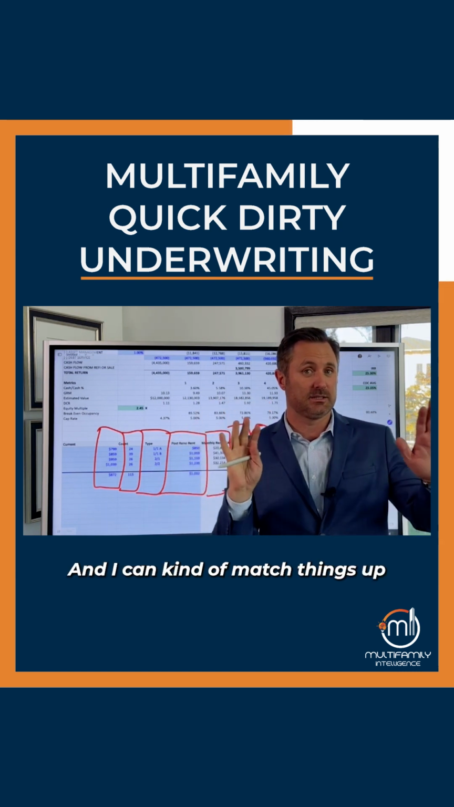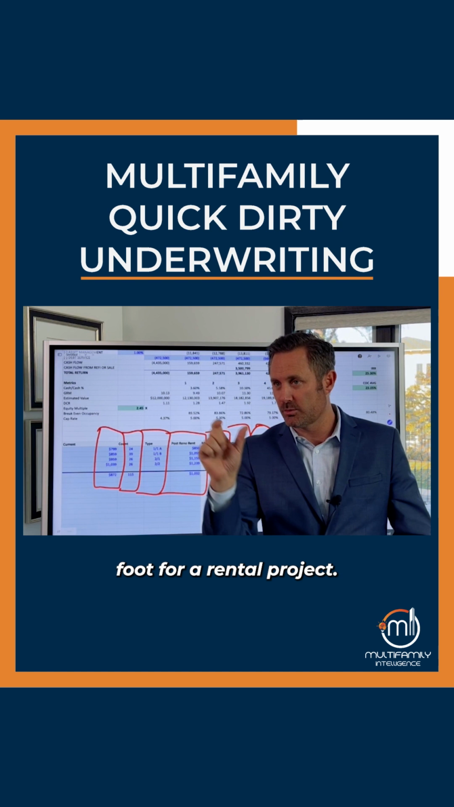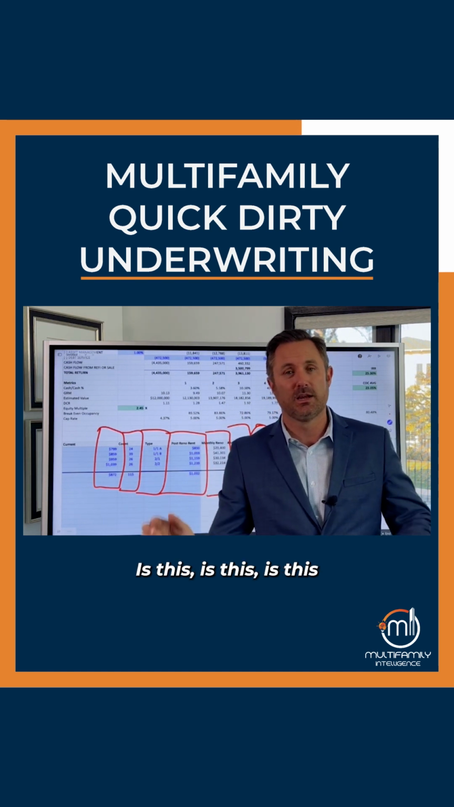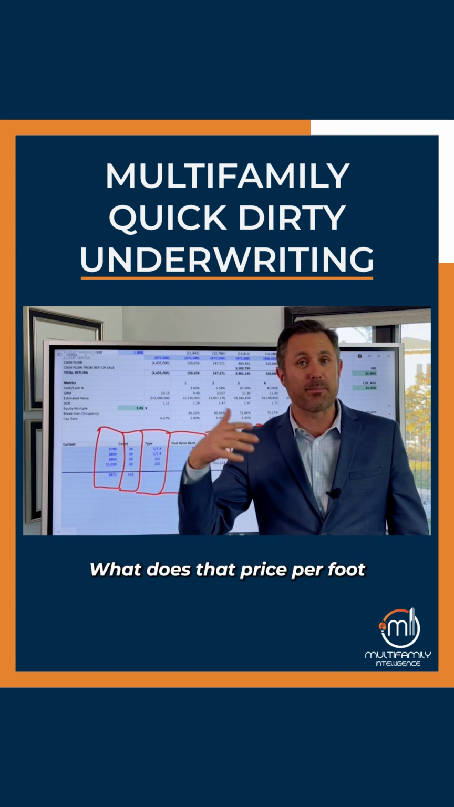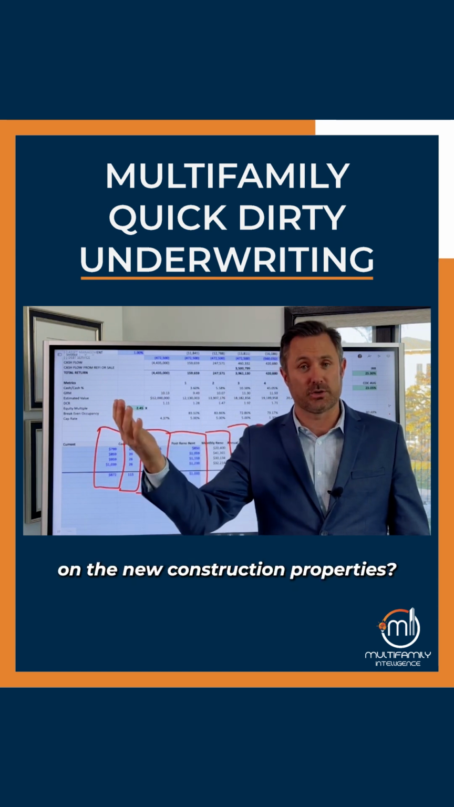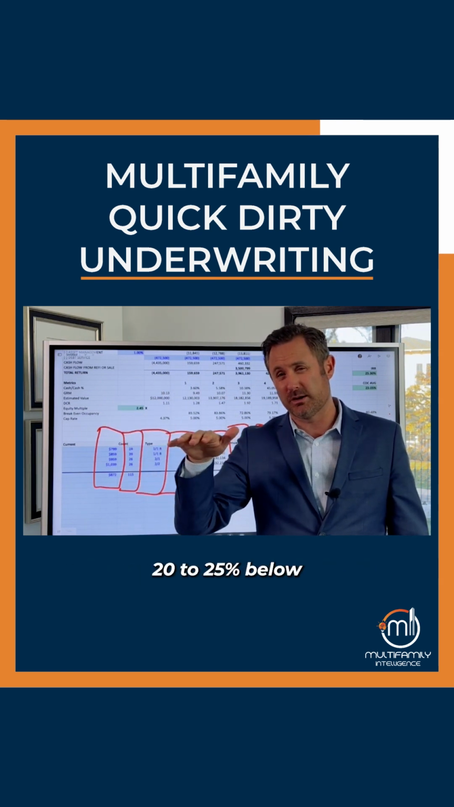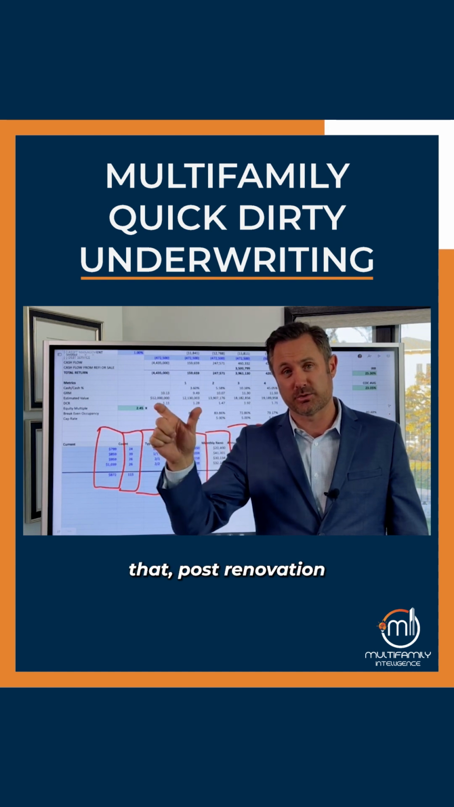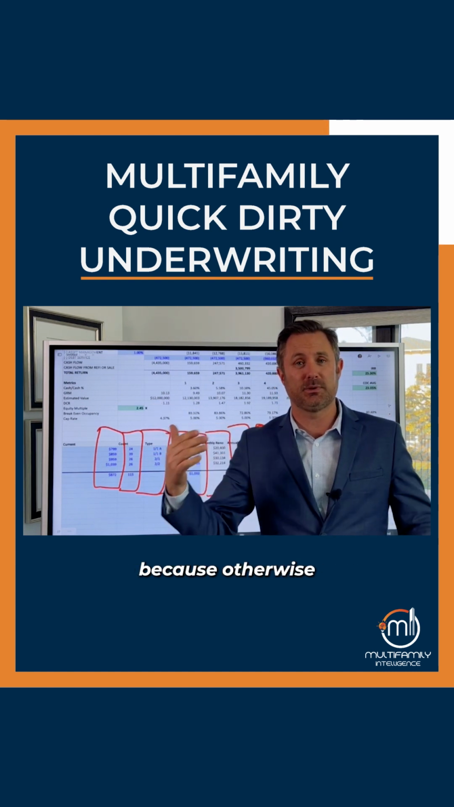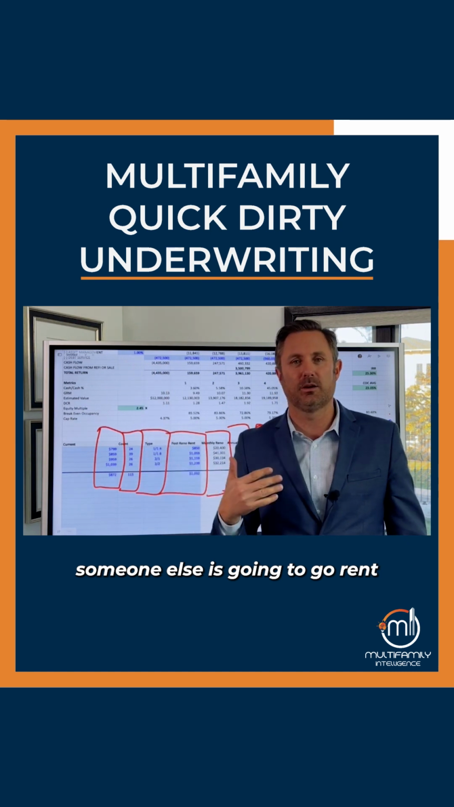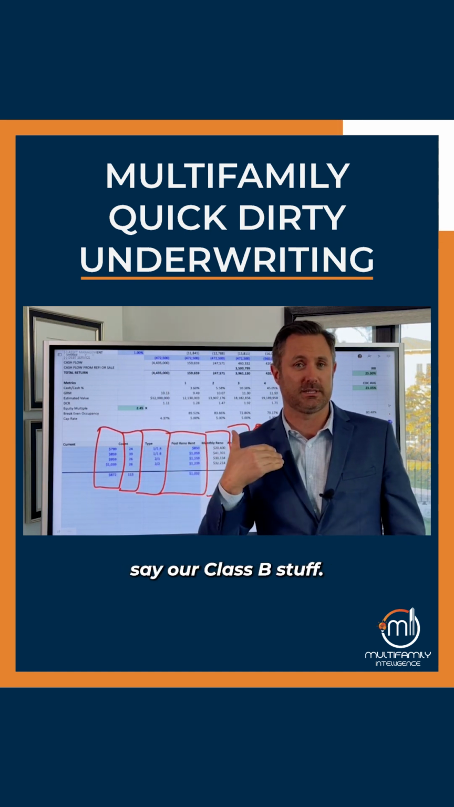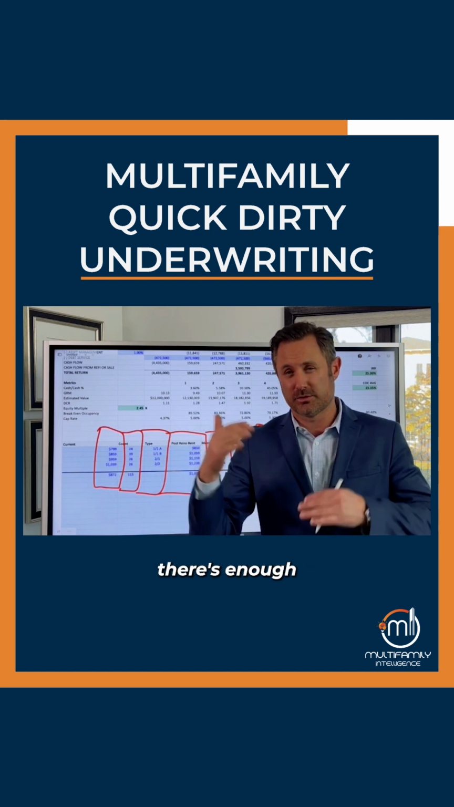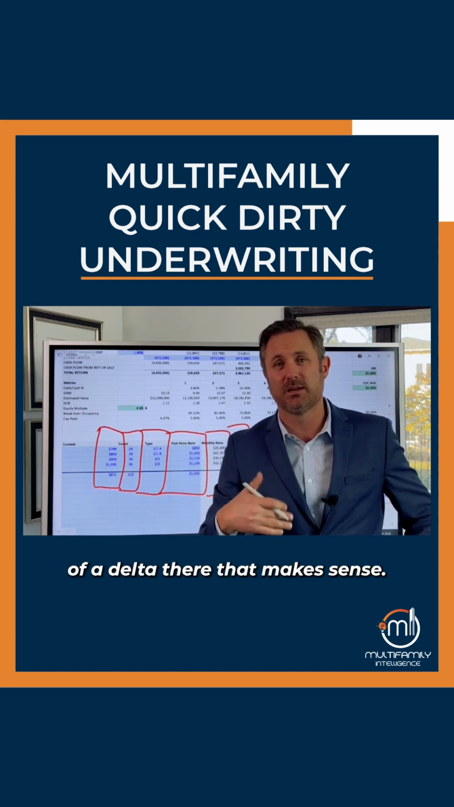I can match things up and say, okay, price per foot for a reno project is this and this, we're not too out of line. Where's the new construction? What does that price per foot look like on the new construction properties? Because we need to sit about 20 to 25% below that post renovation to have our deals make sense, because otherwise someone else is going to go rent a Class A building that's fully brand new construction versus our Class B stuff. We want to make sure there's enough of a delta there post renovation.